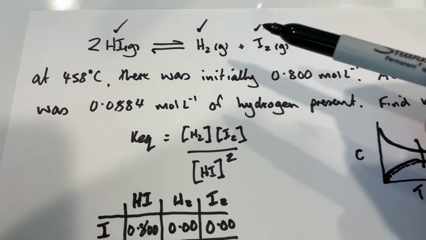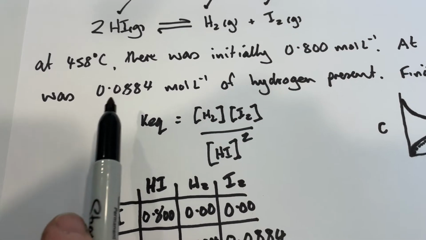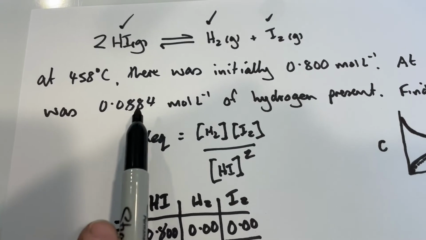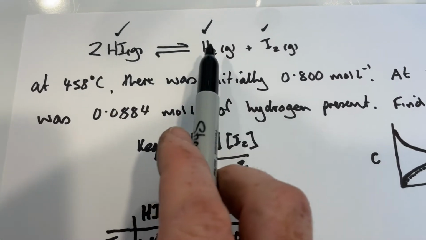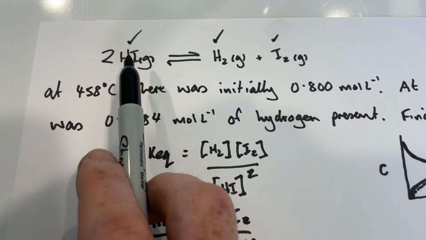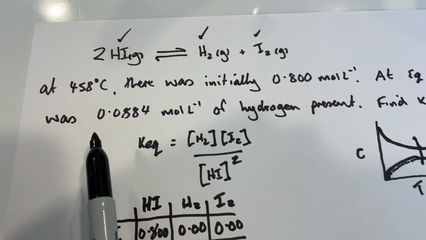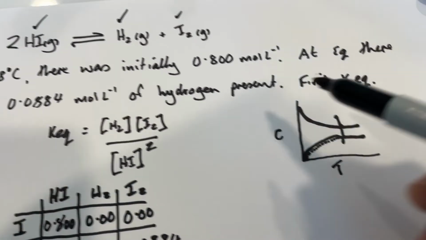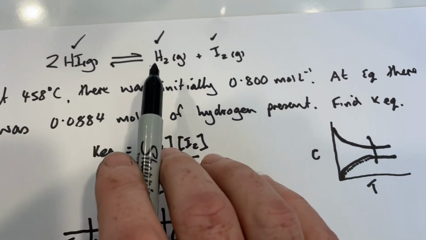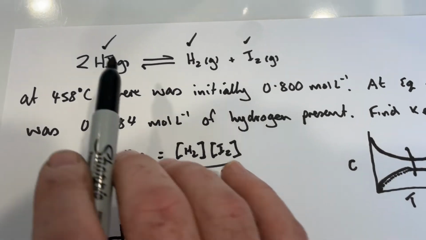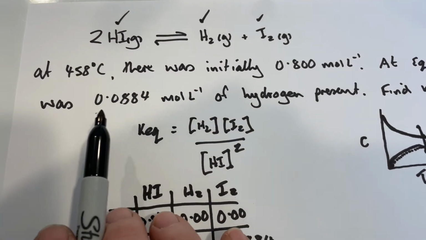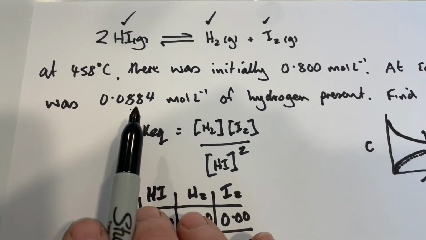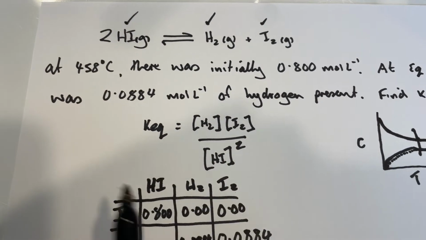So if at equilibrium, I have now got this many moles per litre of hydrogen, that means that twice as much, 2-to-1, of hydrogen iodide must have decomposed in order for that to happen. In other words, the amount of hydrogen iodide that was used will always be twice as much as the hydrogen that was produced. So as a 2-to-1 ratio, I've got to double the amount of 0.0884 to demonstrate how much hydrogen iodide has been lost.